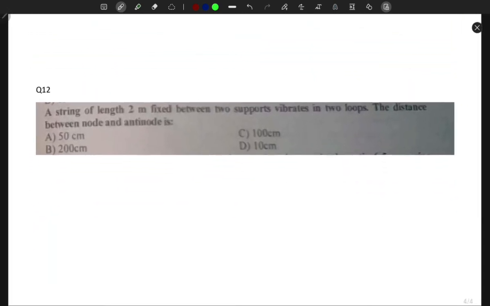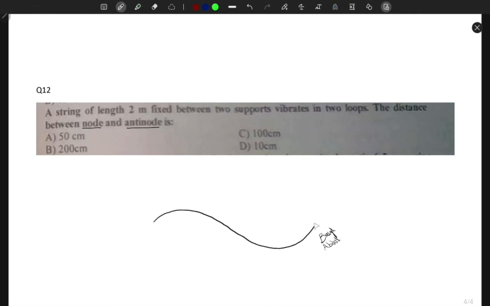Moving on to the final question, question number 12, we have a string of length 2 meters fixed between two supports vibrates in two loops. The distance between node and antinode is what? So we have a string and the length of the string is 2 meters, but they're saying that it vibrates in two loops.